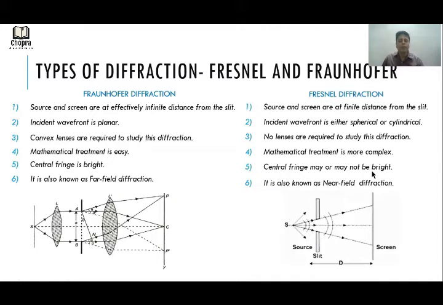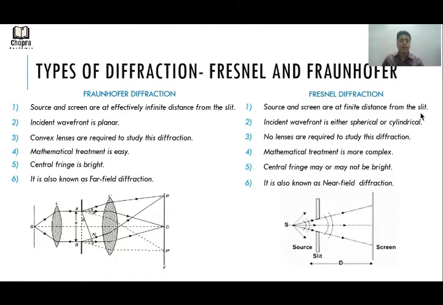Now what are the types of diffraction? We have two types. One is called the Fresnel diffraction, the other one is called the Fraunhofer diffraction. But in our BTech engineering physics course, we will study only the Fraunhofer diffraction because it is mathematically easy to formulate and understand. So we deal with the differences between Fresnel and Fraunhofer diffractions now. The first difference, as you can see in the diagrams also, is that the source and screen are at effectively infinite distance from the slit in Fraunhofer diffraction.